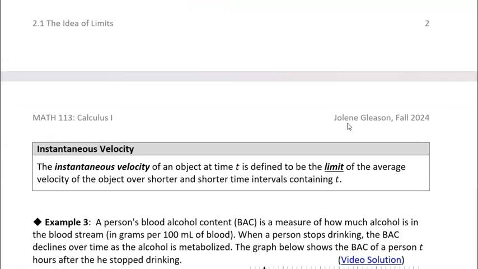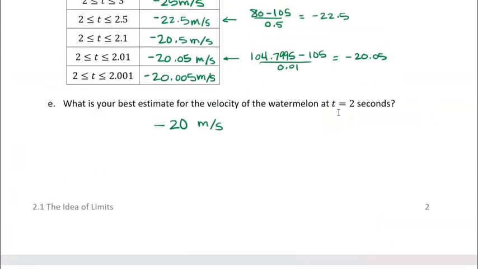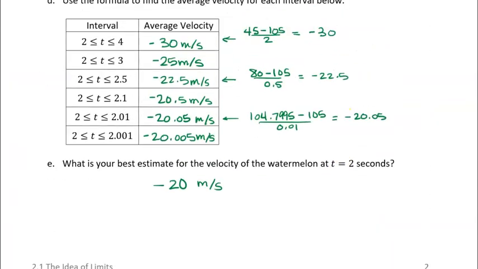And notice the word limit. That's the title of this section: the idea of limits. We're looking at the limit as that time interval approaches 0. As those two ends of the time interval get closer and closer together, our instantaneous velocity looks like it's going to be negative 20 meters per second. So 20 meters per second in the downward direction.